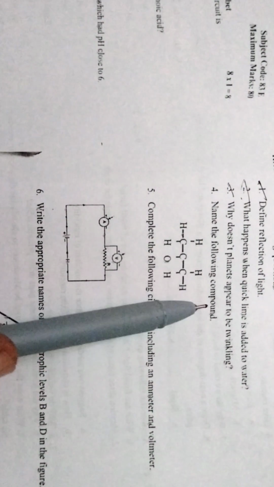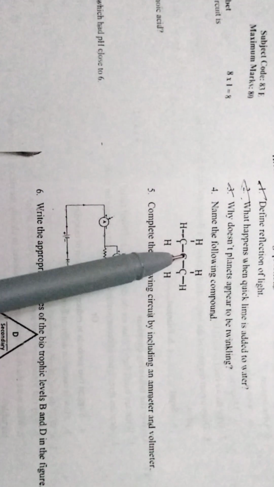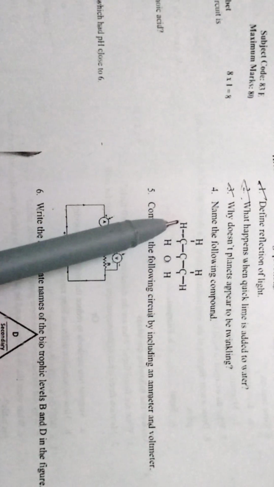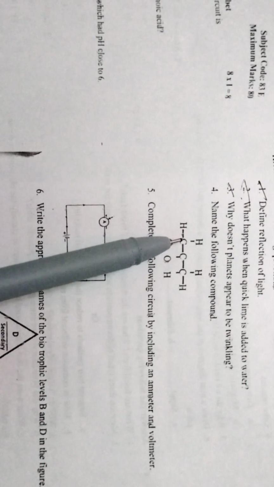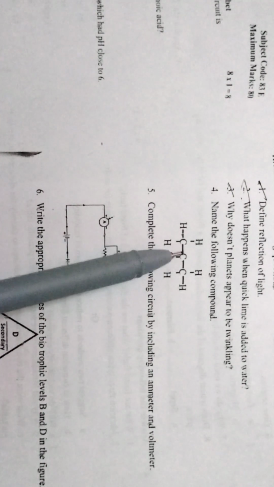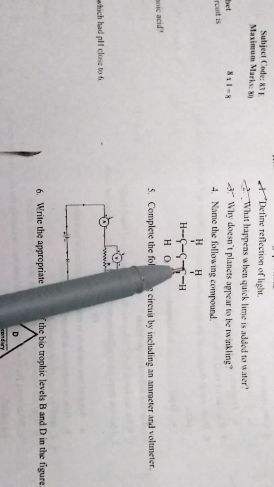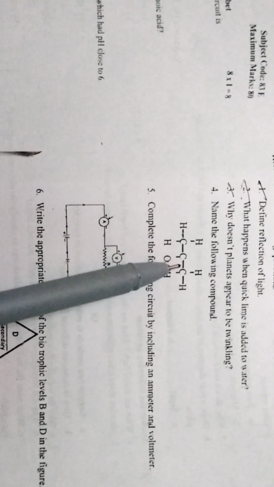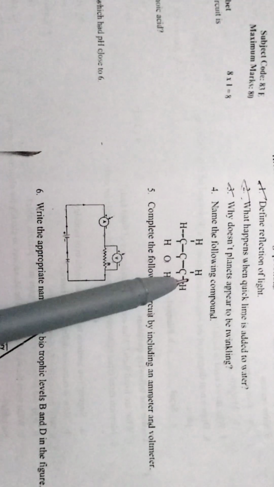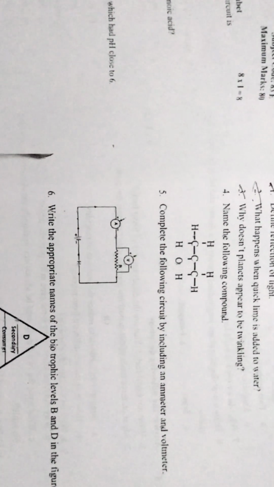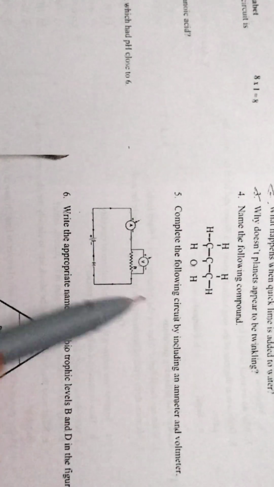Name the following compound. Here C double bond O is given. Since it contains 3 carbons, it is called propanone. Because it belongs to the ketone group, we have to call it propanone.